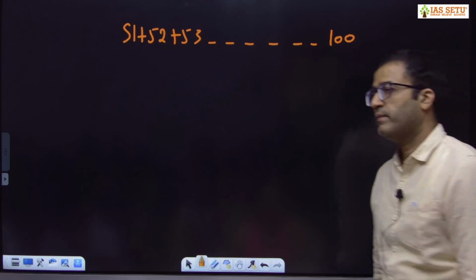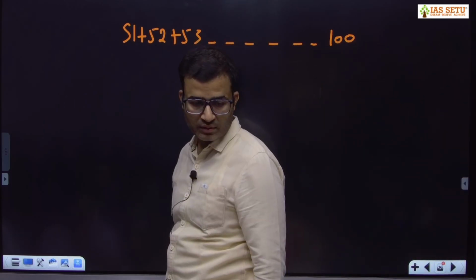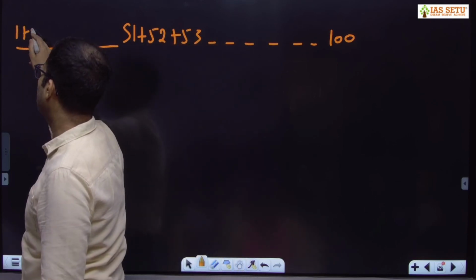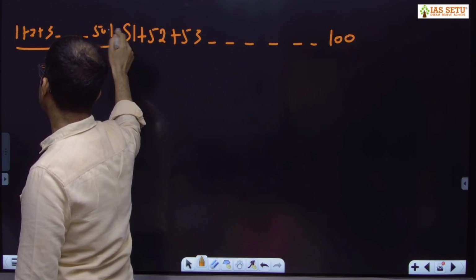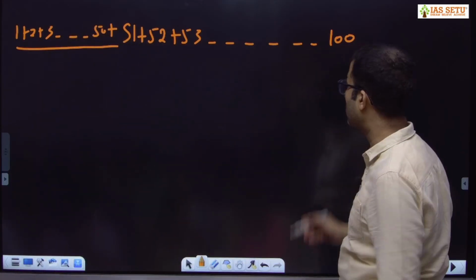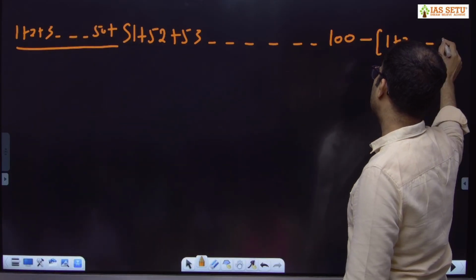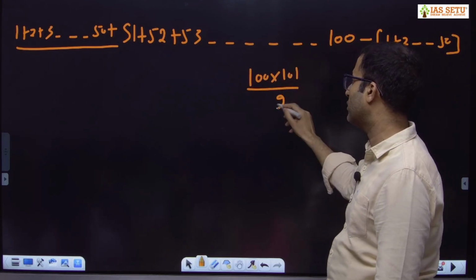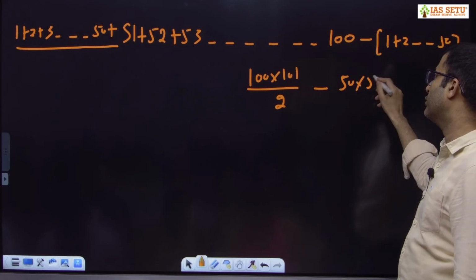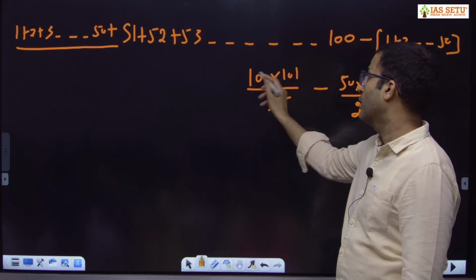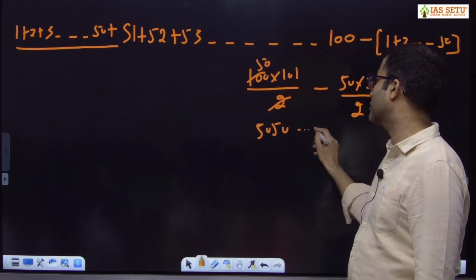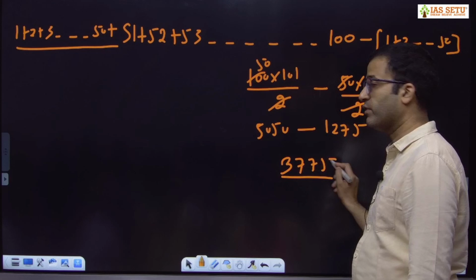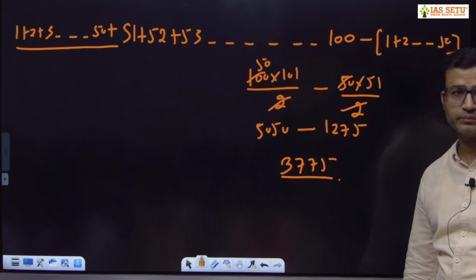What is your answer? 3775. See here, starting में what is missing? 1 plus 2 plus 3 up to 50, so that it becomes a series from 1 to 100. Same thing you subtract. So here first 100 natural numbers, 100 into 101 divided by 2, minus 50 into 51 divided by 2. So here it is 5050 minus 1275. It comes 3775. Check your calculation if you get any other answer.